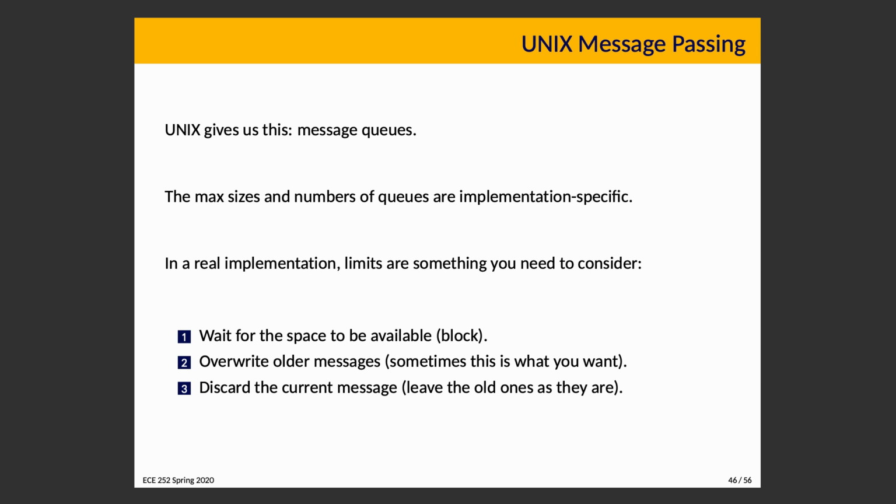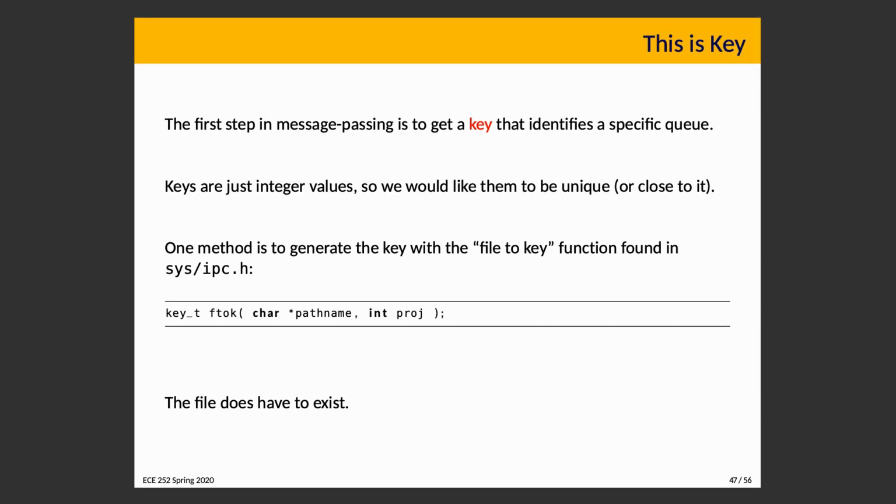And we're going to take some time to actually look at Unix message passing and work out how to do it, how to send a message and see how that works. It is fairly complex, so there are a lot of things that we need to do to make this work. The first step in message passing is to get a key that identifies a specific queue. Keys are just integer values, and we would like them to be unique or at least close to it.